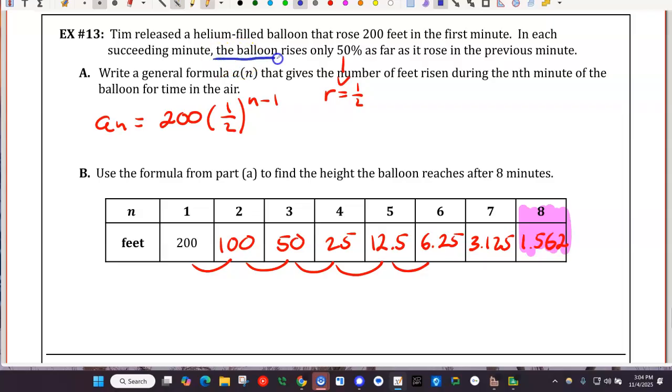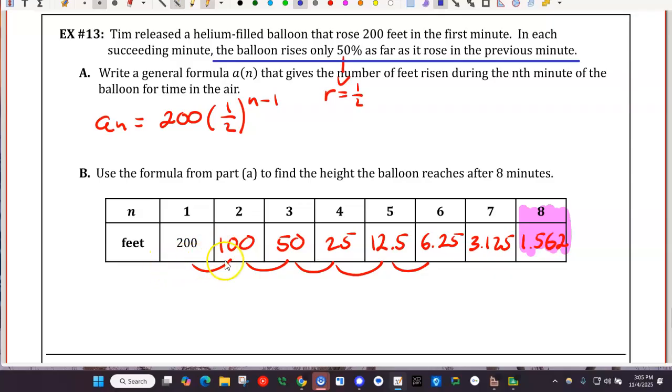This is telling us what our y values or our a sub n values actually mean. What it doesn't say is this is the total height at that time. It's just saying that between the first minute and the third minute, it rose another 100. And between the second minute and the fourth minute, it rose another 50. So this isn't cumulative. This is just saying how much it rose for that 1 minute only.